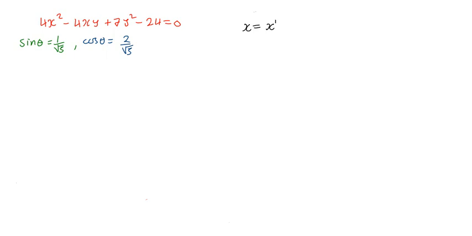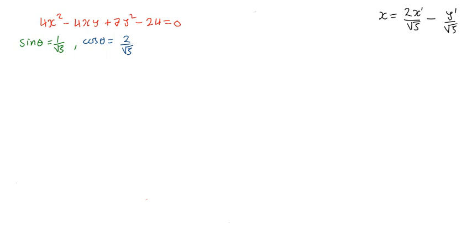So this is going to be x prime cos theta minus y prime sine theta. So you say your x is going to be equal to, what is your cos? Your cos is equal to that there. So just substitute. That's going to be 2x prime over the square root of 5 minus, what's your sine? Your sine is 1 over root 5. That's going to be y prime over the square root of 5, like that.